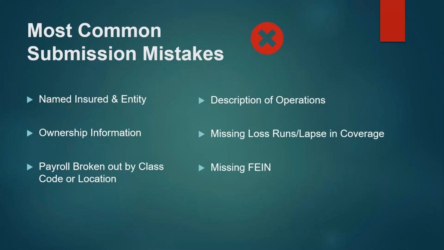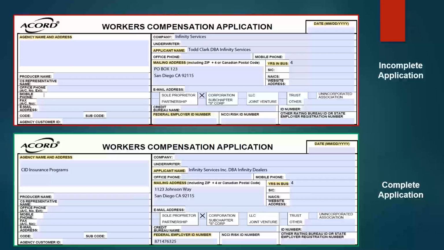So on this slide, I've listed out the most common mistakes that we're going to work through, from the named insured being incorrect to a missing FEIN. All of these items are crucial in order to provide your insured with an accurate, quick, competitive quote. Okay, so the top snippet is an example of an incomplete application versus a complete one below it. First thing we're going to go over is the applicant name or the named insured.